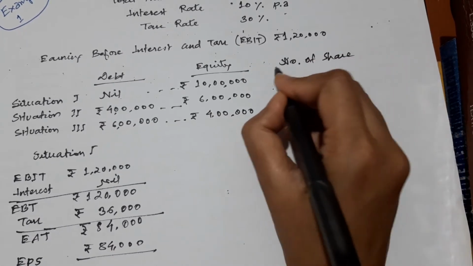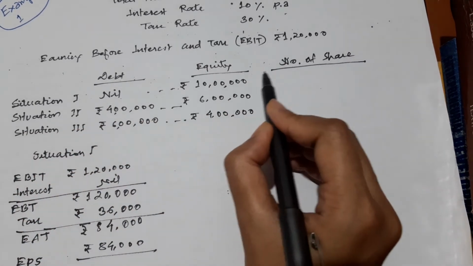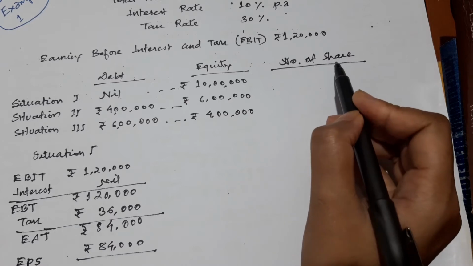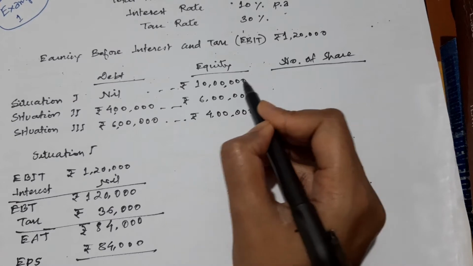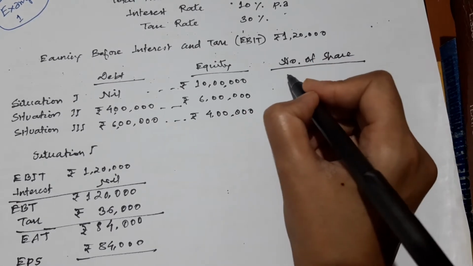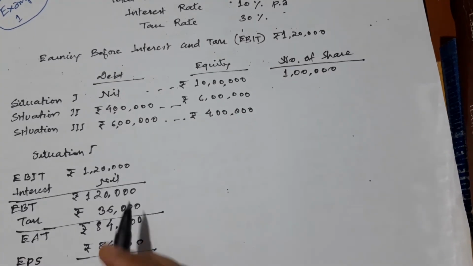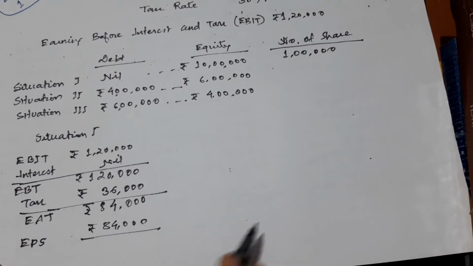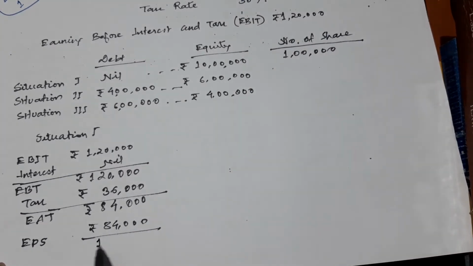On this side I am writing the number of shares. So in situation 1, what is the number of shares? Assume the share price is rupees 10. So total equity fund is 10 lakhs. So if the share price is rupees 10, then the number of shares you'll get is 1 lakh shares. Now for calculating earning per share, you need to divide earning after tax by the number of shares. The number of shares in this case is 1 lakh. So you will get 0.84.